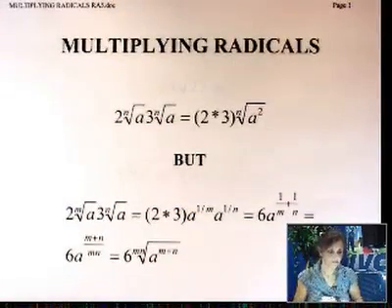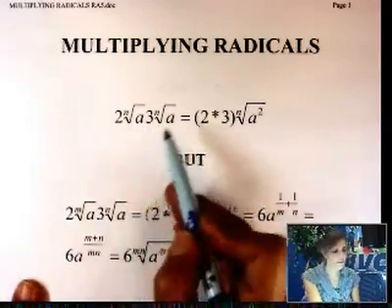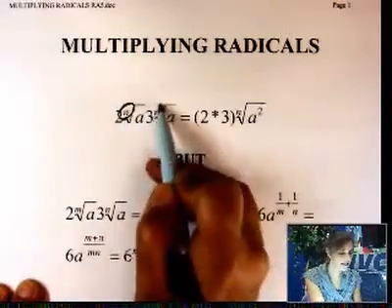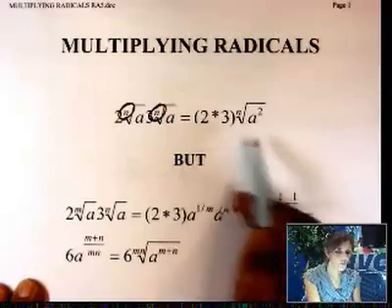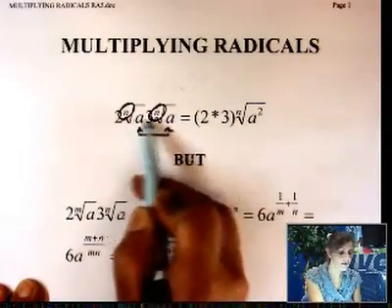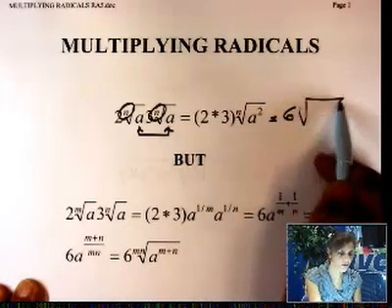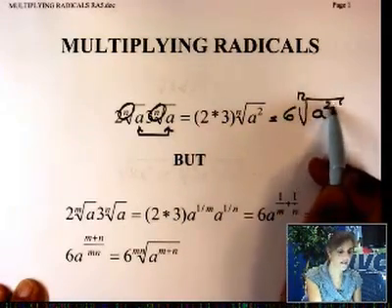First thing, when you have two radicals that you're multiplying, and they have the same index, that's good. So you can actually multiply the inside and put it together, and multiply the outside. 2 times 3, that's 6. And you can do nth root of a squared.